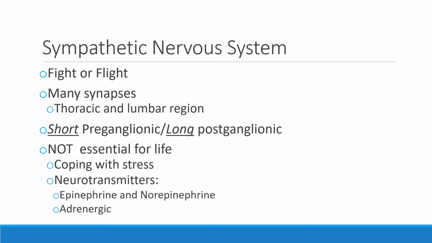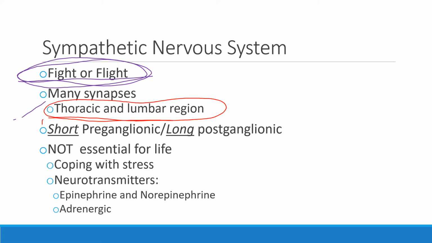All right, so we just talked about the sympathetic nervous system. Let's go into a little bit more detail here. This one is going to be your fight or flight response, or you could put freeze in there. Some people will freeze. But fight or flight is going to be the big thing, and this is one system that has many, many synapses, including in the thoracic and lumbar region. I'm going to put this in red because you might need to remember that it's mostly in the thoracic and lumbar region. There you go, I circled it in red.